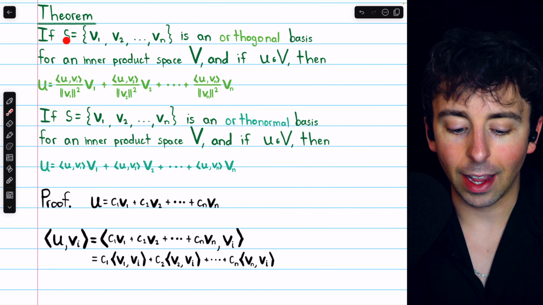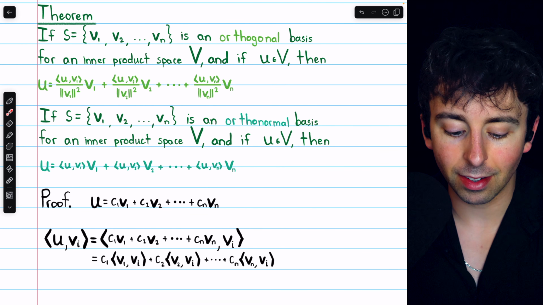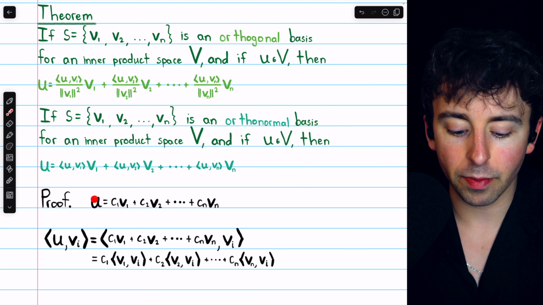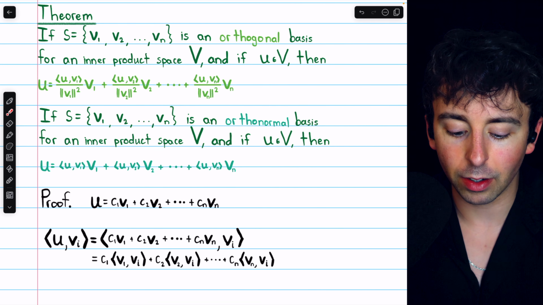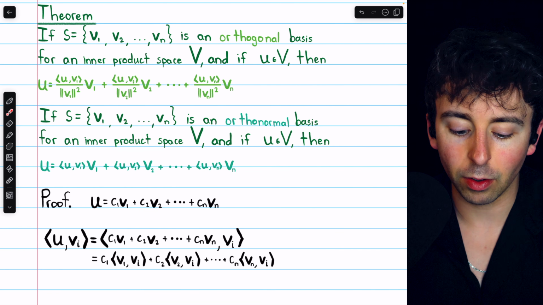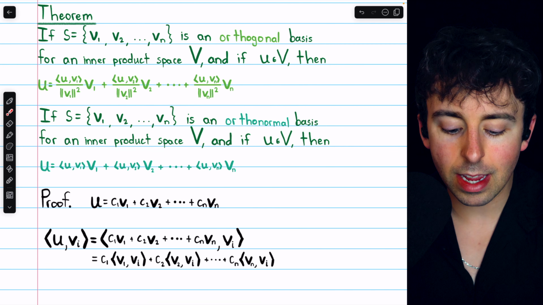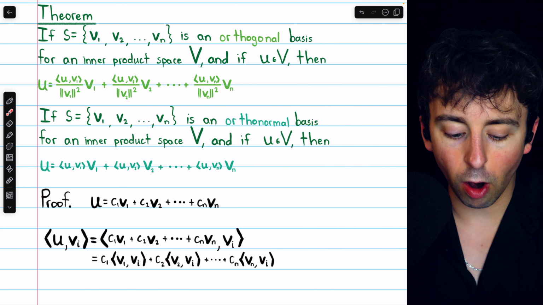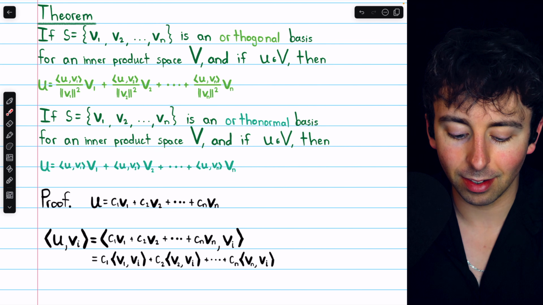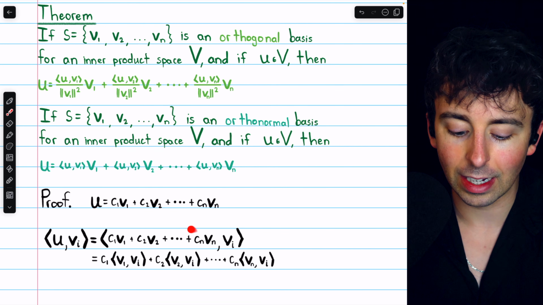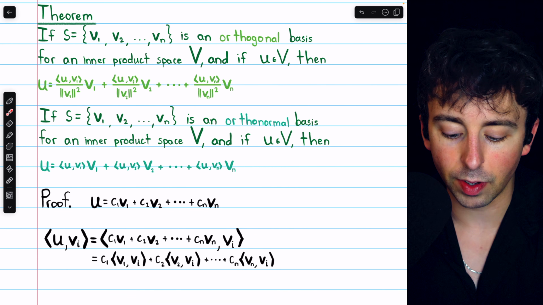If we assume that S is an orthogonal basis for the inner product space V, then by definition of basis, we can write our arbitrary vector u as a linear combination of those orthogonal basis vectors, just like this. Each vector vi has a coefficient ci. Then, consider the inner product of u with an arbitrary basis vector vi. We could write that like this. Here is u expressed as a linear combination of the basis vectors, so we've just rewritten it. And then on the right, we have vi.